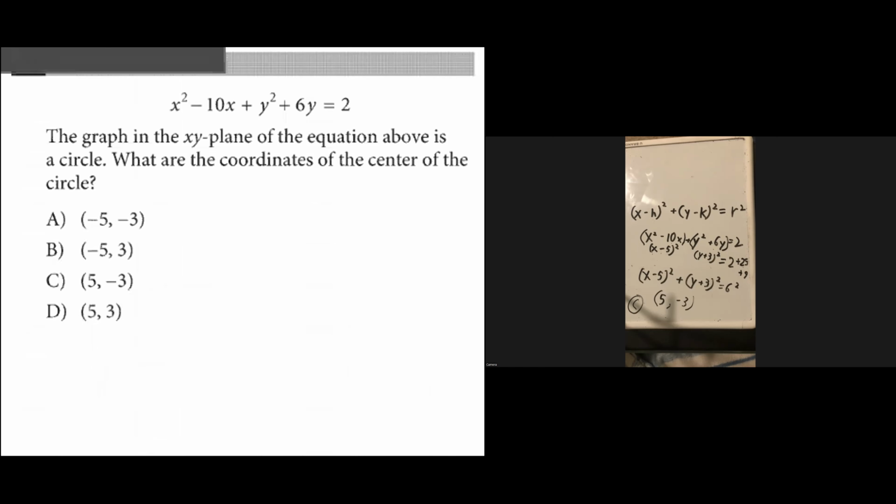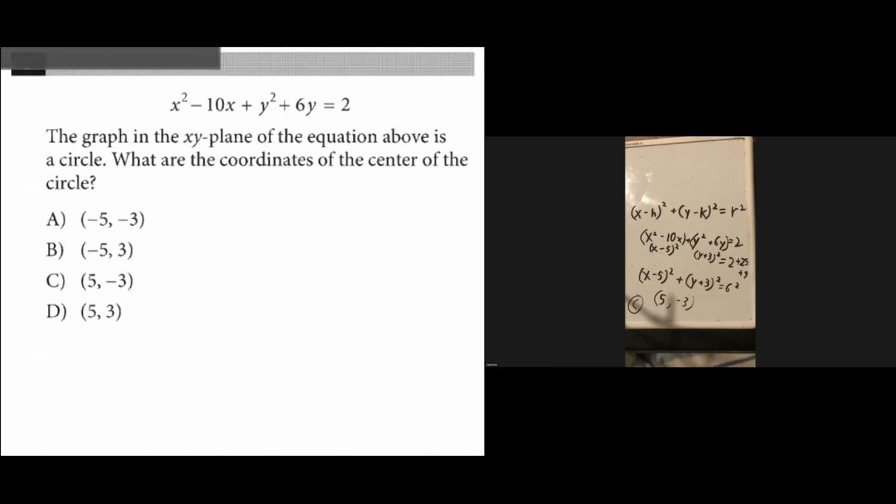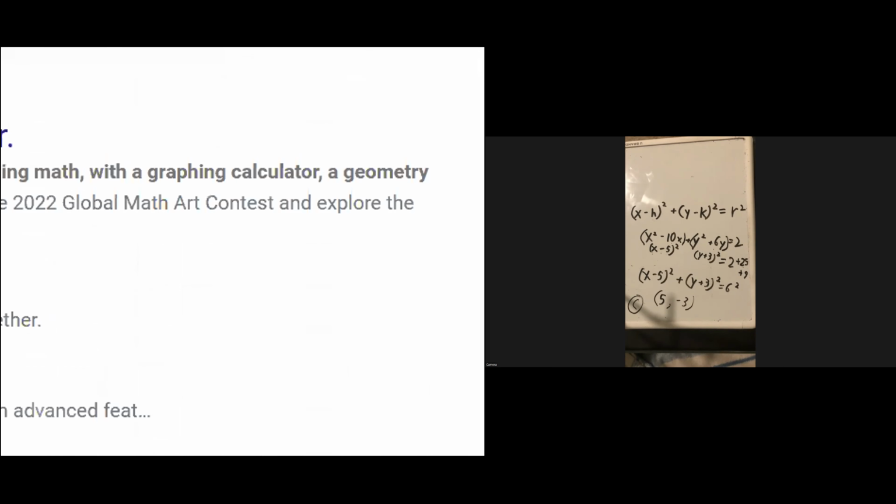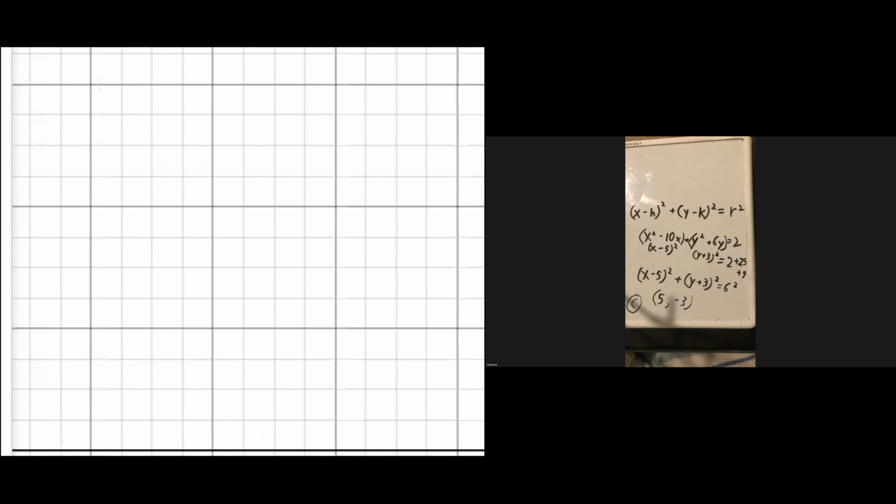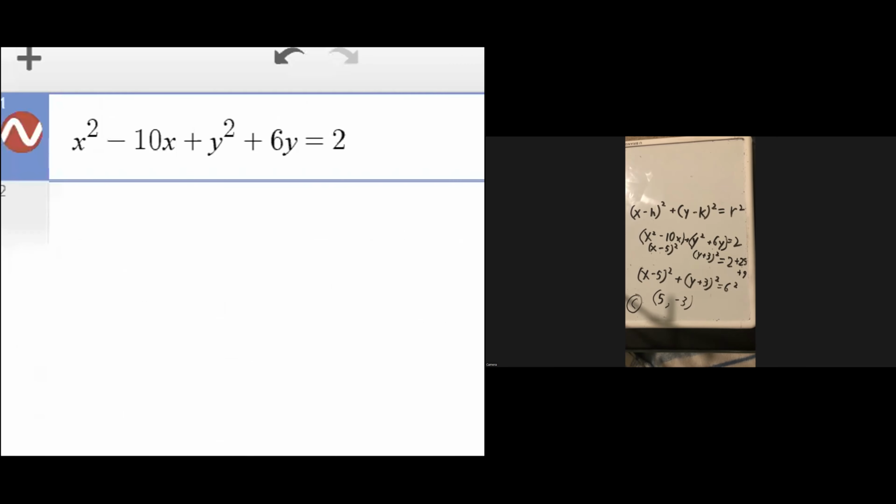X squared minus 10x plus y squared plus 6y equals 2. Someone is asking, what is the concept called? Okay.